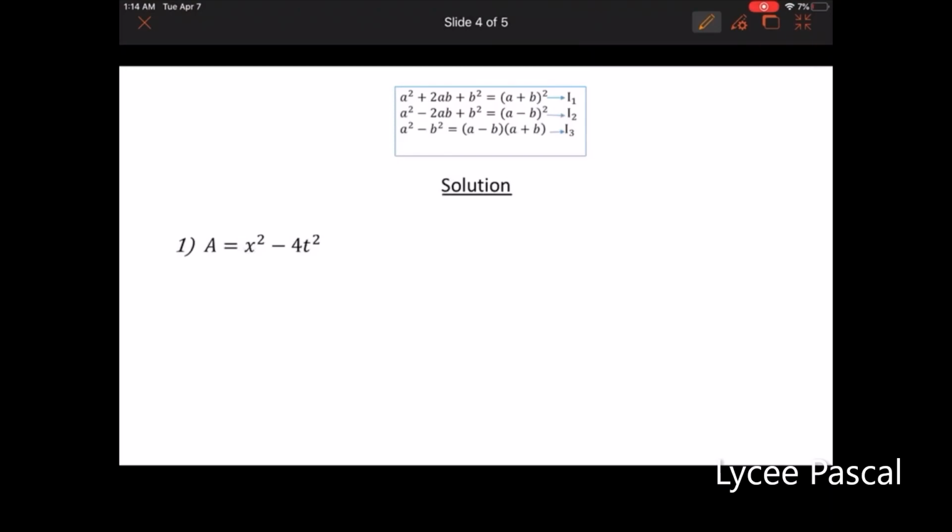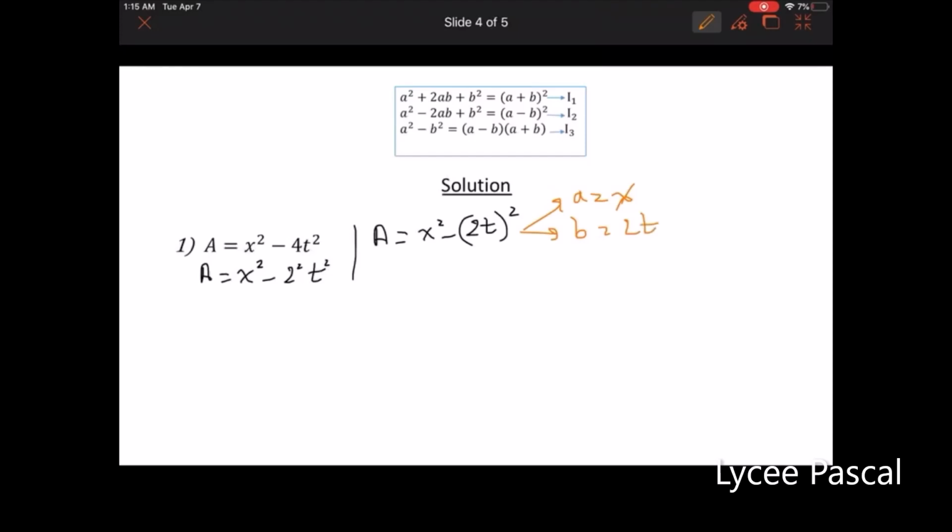So we should use, as I said, the third identity, but the second term is not a square term, it's not a power of 2, so we want to reduce it. Easily we can write it as a equals x squared minus 2 squared t squared. Using the property of the identity, we get the small a and the small b. Here a is x and b is 2t.